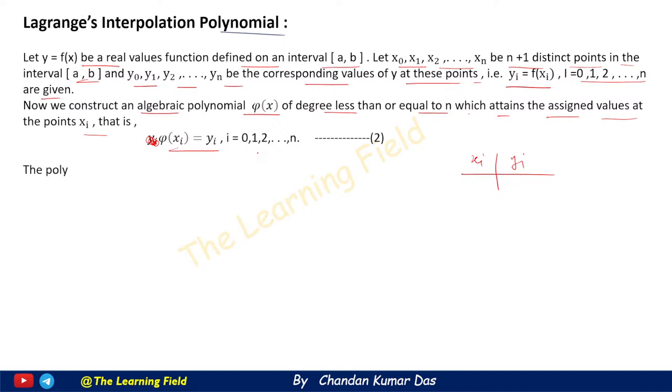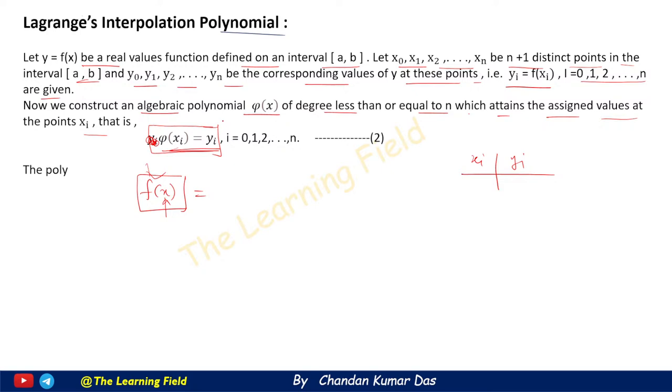That means what is the main idea? Suppose f(x) is an unknown function whose analytical formula is not known. It is given only some values at some points xi of this function f(x). We take another function phi(x) and equate yi equal to phi(xi) at those values, and based on this function phi(x) we have to find an approximation function for the analytical formula of the given f(x). So this is the main idea.